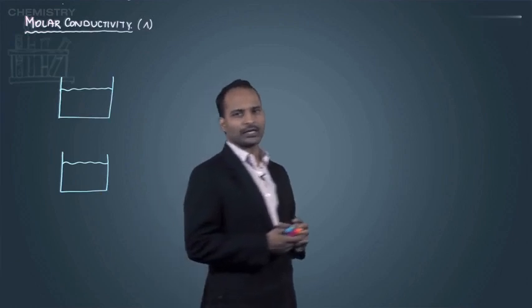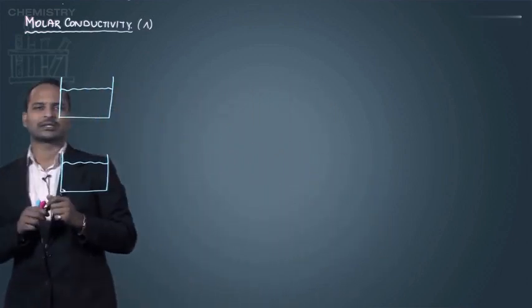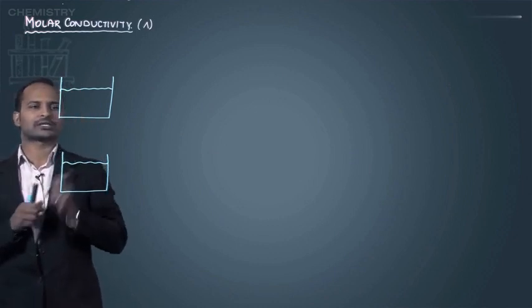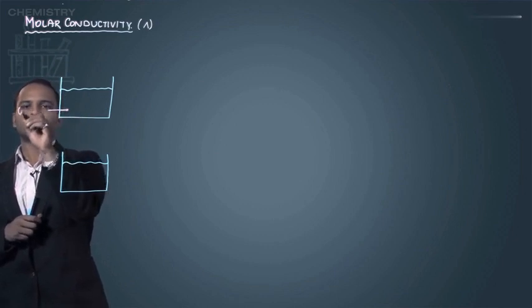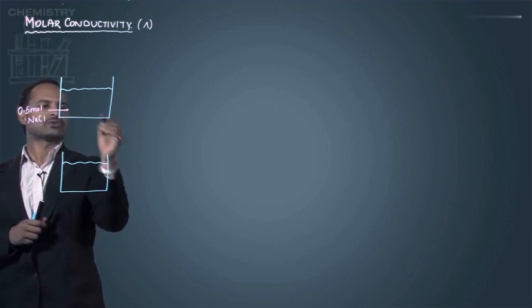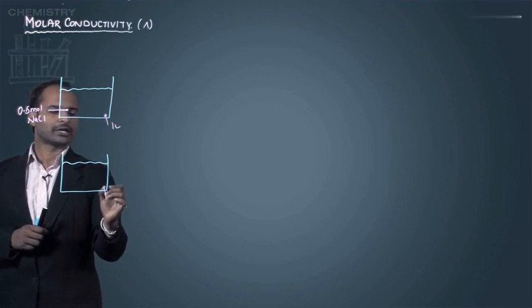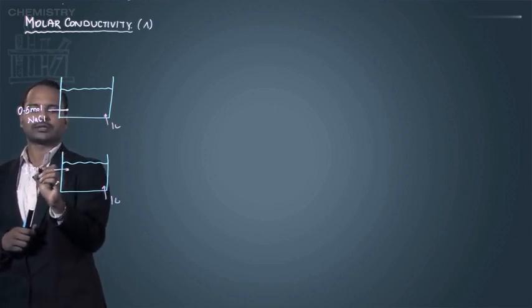Next we have molar conductivity. Just to understand this, let us consider two solutions. Both solutions are aqueous solutions of NaCl. The first contains 0.5 moles of NaCl, and the solution is 1 liter. And here is again a 1 liter solution, but it contains 1 mole of NaCl.